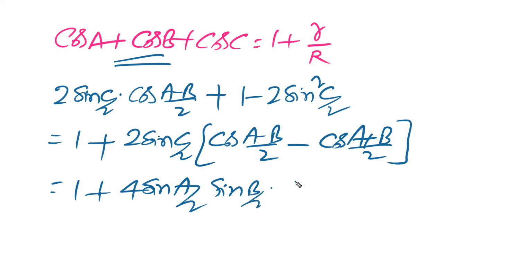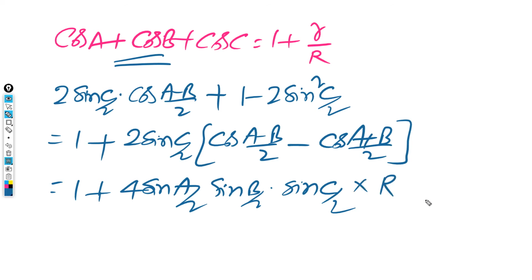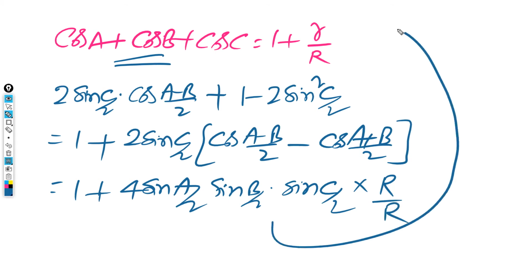Now I want to say this in terms of small r and capital R. For small r, I need capital R, multiplied and divided, and thereby you will get this. Small r formula: 4R sine A by 2 sine B by 2 sine C by 2. I replace this with r. So cos A plus cos B plus cos C is nothing but 1 plus small r by capital R. What is small r? Inradius. What is capital R? Circumradius.